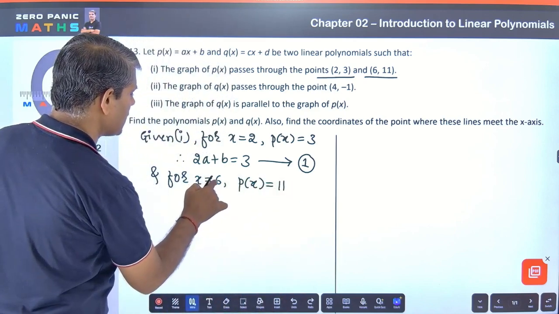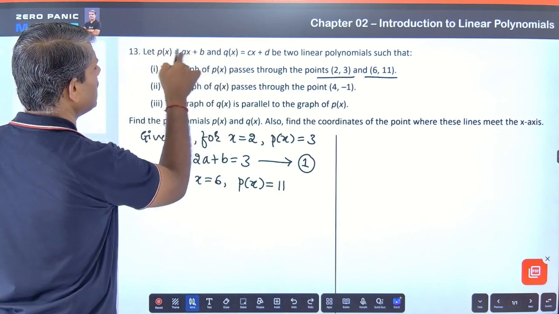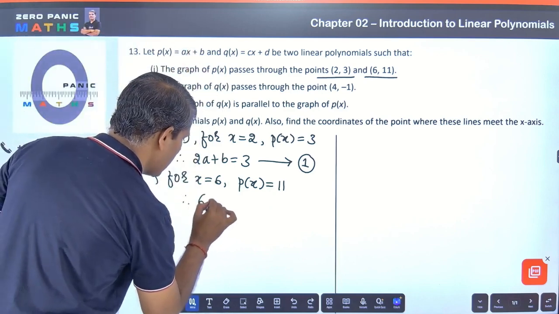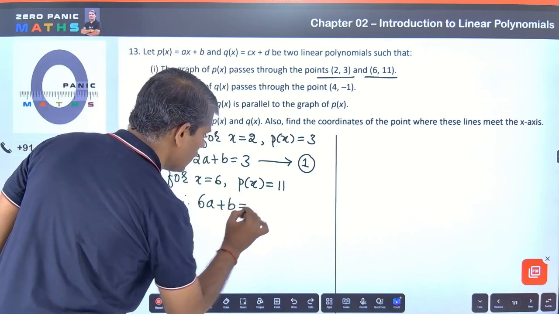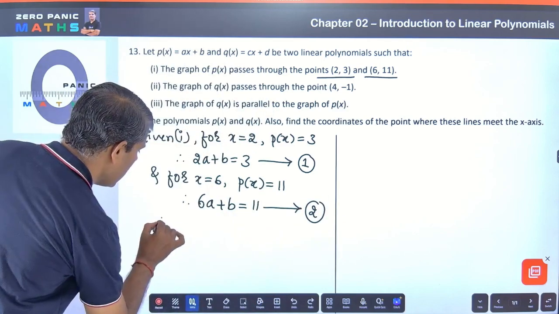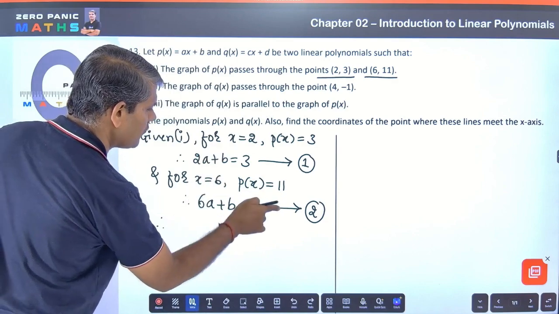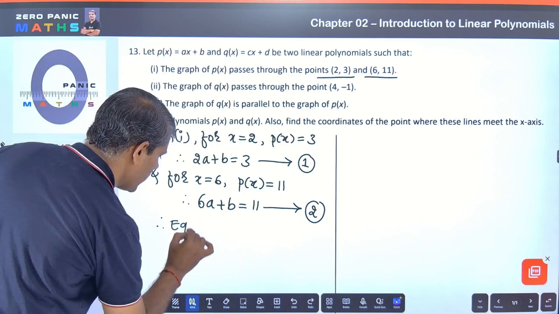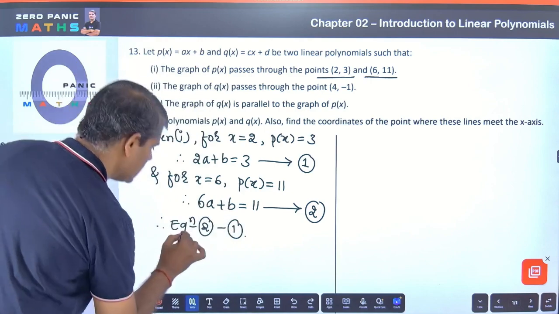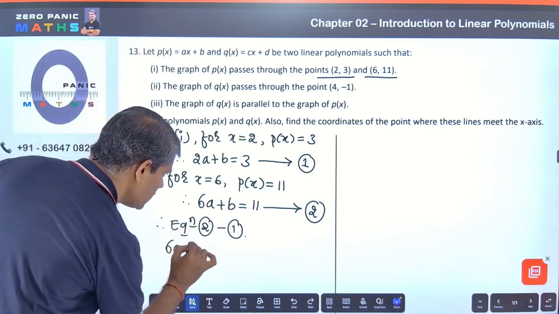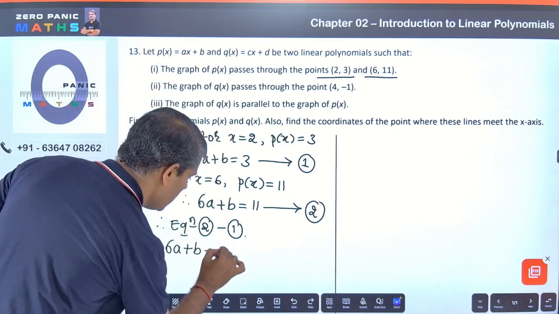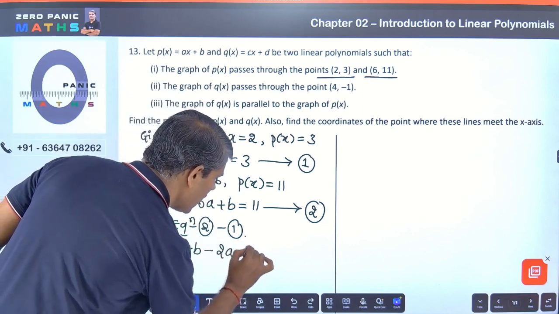So therefore I can substitute x in place of this formula, x is equal to 6, so that is 6a plus b. Therefore 6a plus b is equal to 11 is my second equation. So I can say subtract equation 1 from equation 2, that is equation 2 minus equation 1. So write the left side of the equation 2 first. 6a plus b minus of 2a minus of b. So I can directly write it as minus 2a minus b.